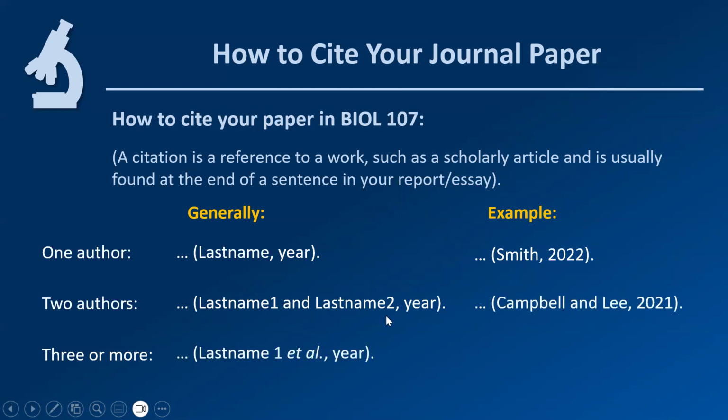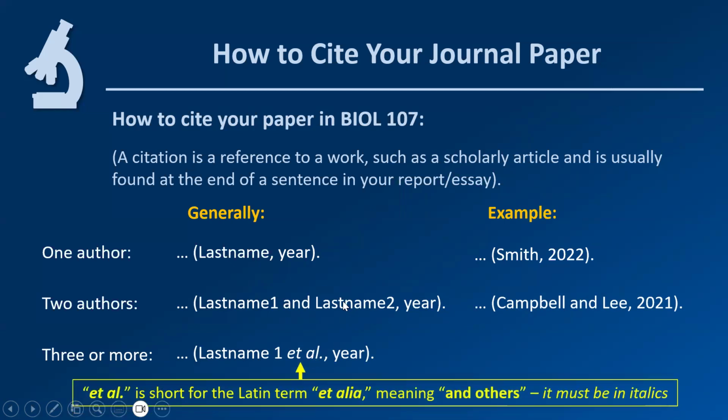If you have 3 or more authors, we use this thing et al. So we give the first author's last name and et al, comma, year. So what is et al? Et al is actually Latin, and it's et alia is the full word. So et al is a short form, and it means and others. Notice in Biology 107 that that is found in italics. So here's an example, Jones et al., comma, 2019. Make sure you get all the punctuation, italics, all those things are important for Biology 107.